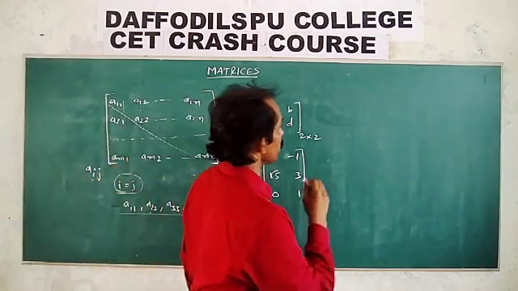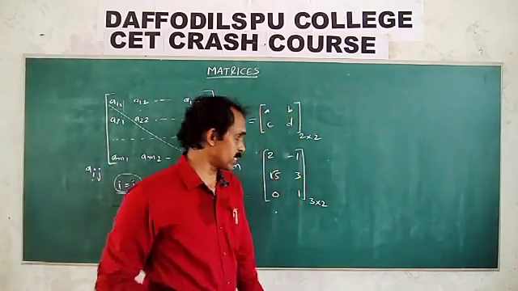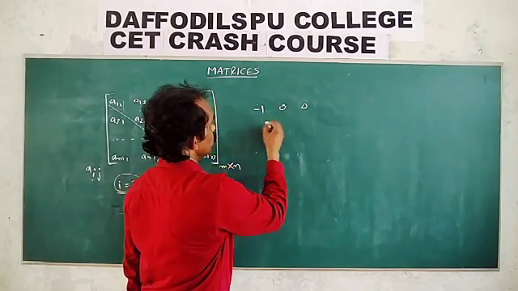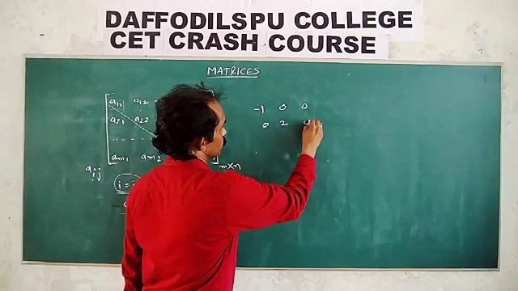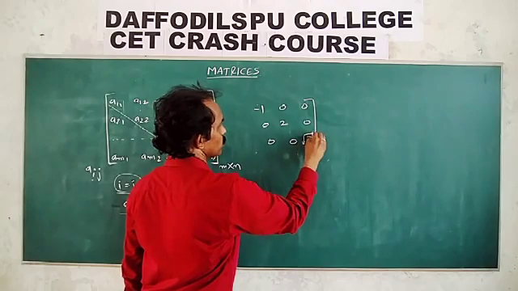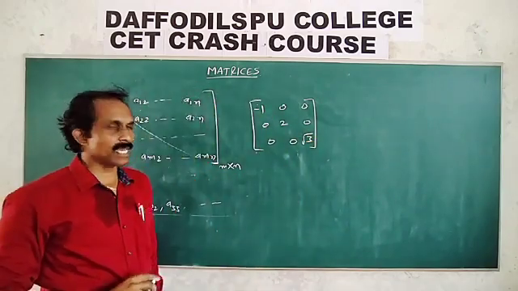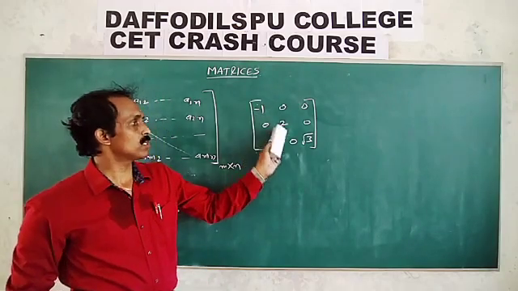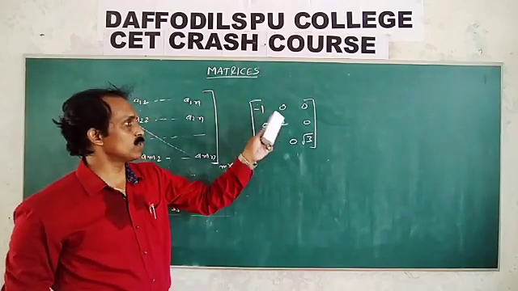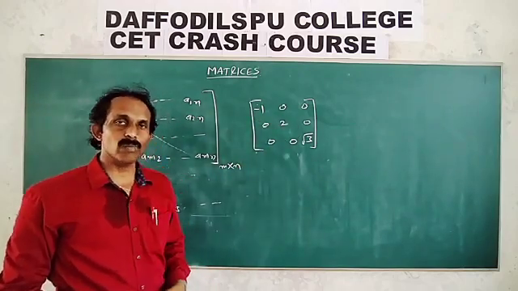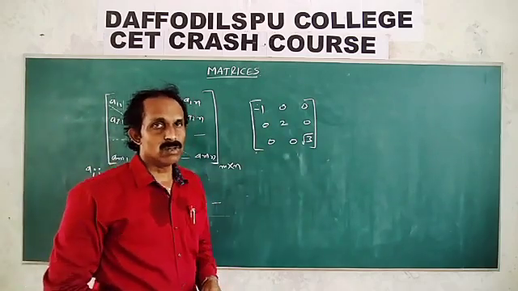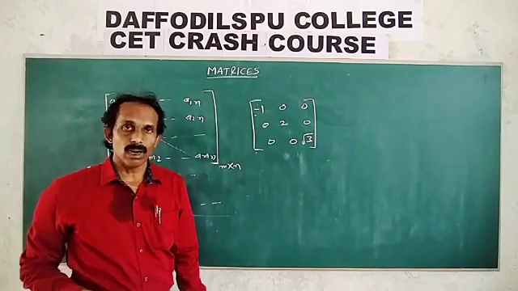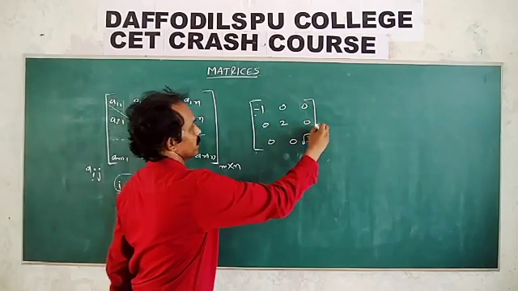Now the diagonal matrix. A square matrix, either 2 by 2 or 3 by 3, such as minus 1, 0, 0; 0, 2, 0; 0, 0, 3 or root 3, is said to be a diagonal matrix when the non-diagonal elements are equal to 0. The diagonal elements can be anything, like minus 1, 2, root 3. A square matrix is a diagonal matrix when non-diagonal elements are 0, except the diagonal elements A11, A22, A33.